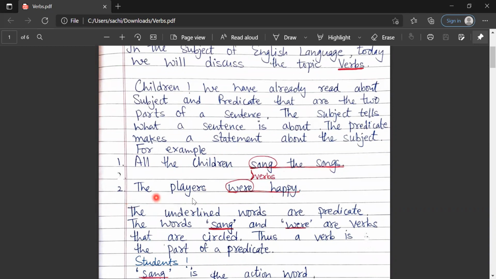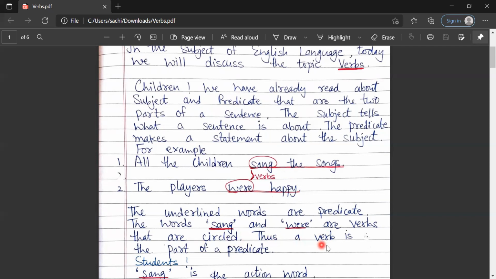Number 2, the players were happy. In the first sentence, sang is the verb, and it is part of the predicate sang the songs. In the second, the players were happy, the verb is were and the predicate is were happy. The underlined words are predicates. The words sang and were are verbs that are circled.